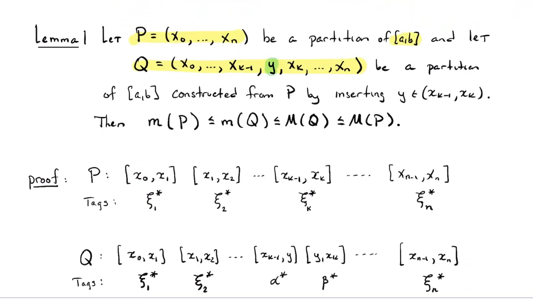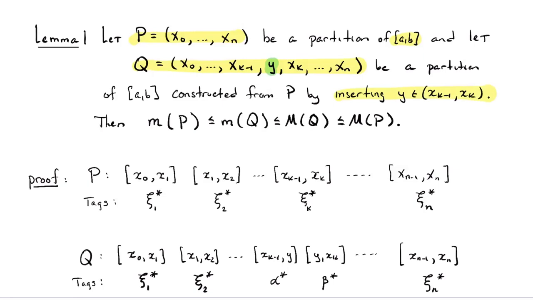I insert Y and I do it strictly between xk minus 1 and xk. Okay, so I construct this new partition from P by using all the same old points, but I insert a Y that's in the interior of that kth subinterval. So that gives me some new partition. It's got one more point in it, right?